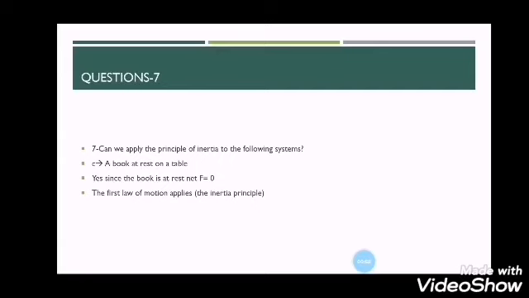C. A book at rest on a table. Yes, the book is at rest. It means that the net force is equal to 0, and the first law of motion applies, which is the inertia principle.